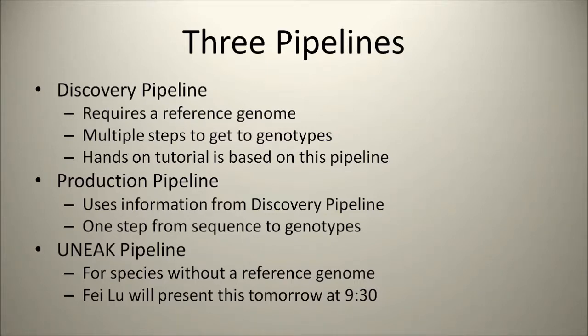I said that there were 3 pipelines. The one that I'm going to spend most of the time on today, and on which the hands-on tutorial is based, is the discovery pipeline. It requires a reference genome. There are multiple steps to get from the sequences to the genotypes. There's a production pipeline. It leverages information from the discovery pipeline to call SNPs, or to actually just identify genotypes. It doesn't really call SNPs, does it? It looks them up based on information that we have previously found. And then there's the unique pipeline.